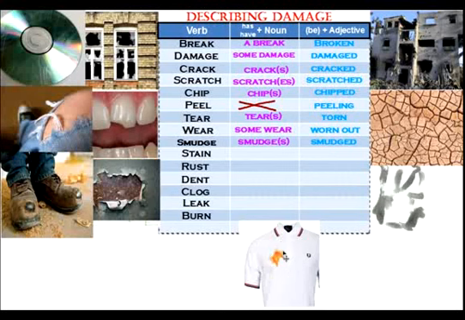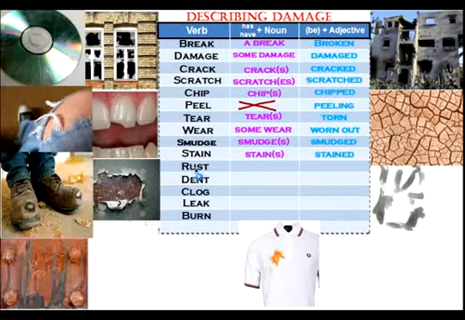Stain is similar, right? If we look at the shirt, we could say it has a stain or stains, and it is stained. So that's more for like the clothes. When you have something on the clothes and you can't clean it, or you try and clean it and it doesn't go away completely. Okay?